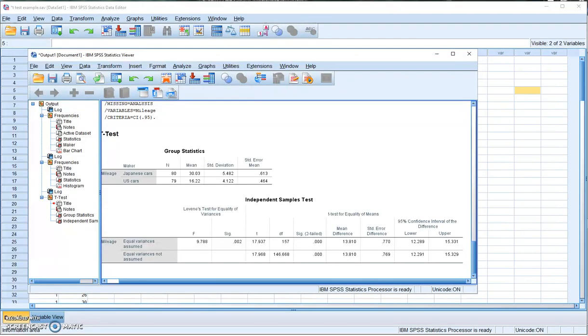Out of the millions of samples we could take from the two populations, what's the likelihood, what's the probability for us to observe a difference as strong as 13.81? The probability is lower than 1 out of 1,000 such samples. So we have a p-value that's lower than alpha equals 0.05. We're going to reject the null hypothesis and conclude that there is a significant difference in the average mileage of Japanese and US made cars.